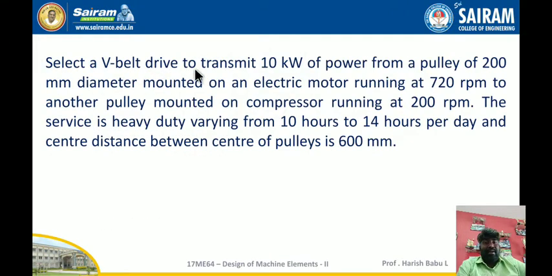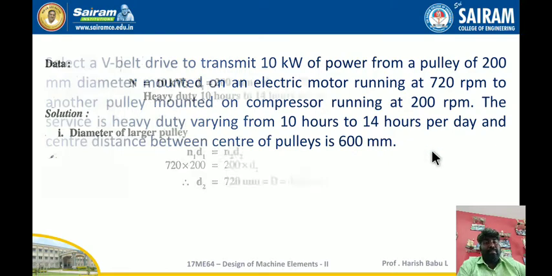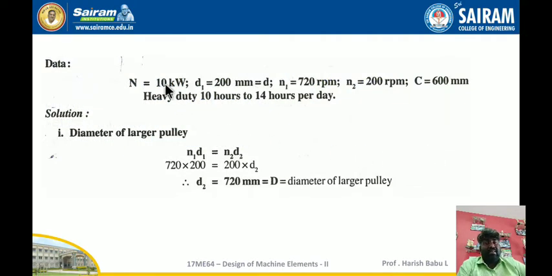Select a V-belt drive to transmit 10 kW of power from a pulley of 200 mm diameter mounted on an electric motor running at 720 rpm to another pulley mounted on a compressor running at 200 rpm. The service is heavy duty, varying from 10 hours to 14 hours per day, and the distance between centers of pulleys is 600 mm. So what are the given data? N1 is given, D1 is given, N2 is given, capital C, the center distance, is given, and the heavy duty 10 hours to 14 hours condition is given.